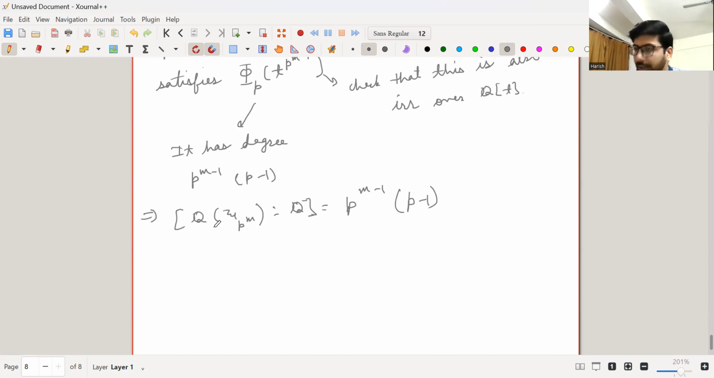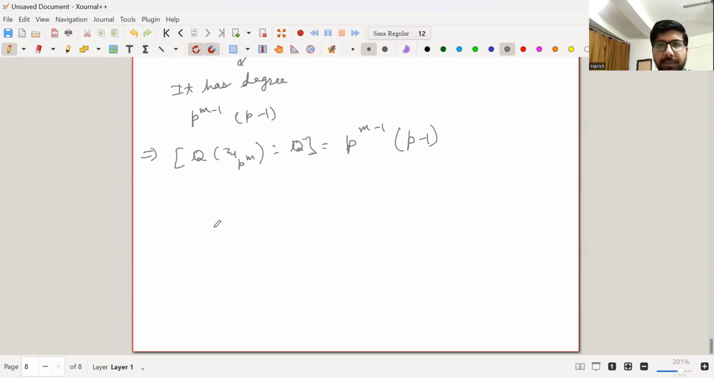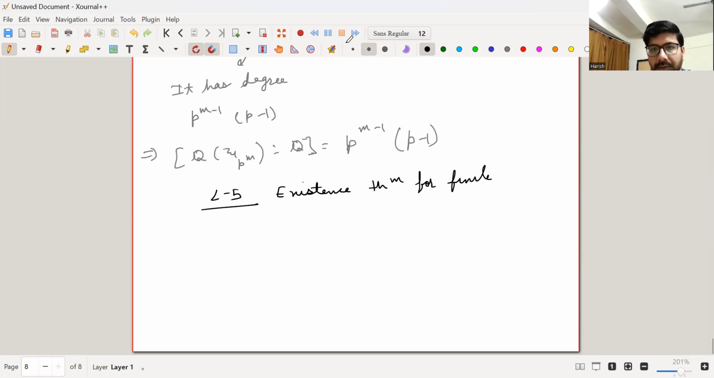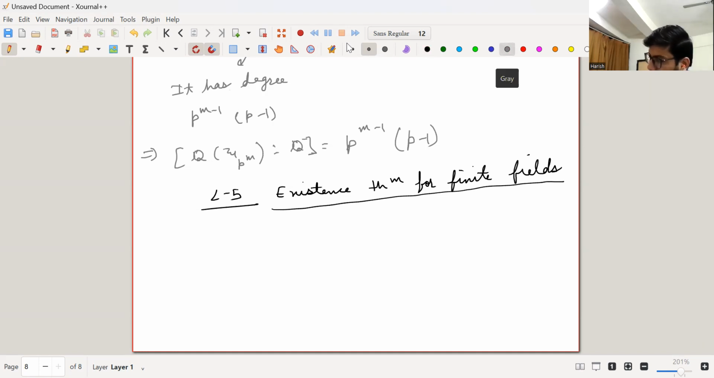So that's it for lecture 4, and maybe we can move to lecture 5. If any one of you has any doubt, then you can ask. Otherwise, we will quickly wind up these notes and then solve some questions. So lecture 5 is for existence of finite fields, called the existence theorem for finite fields. I will just write down the important results and then move to the next part.